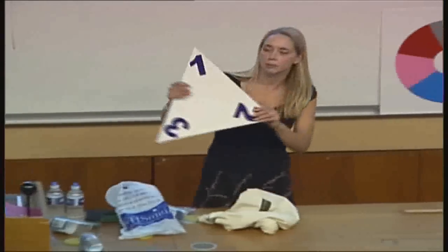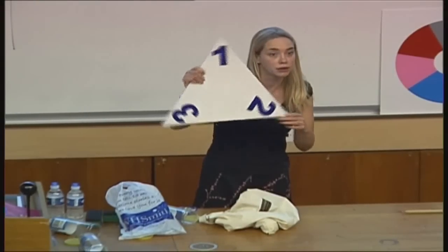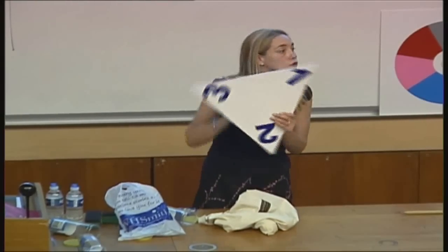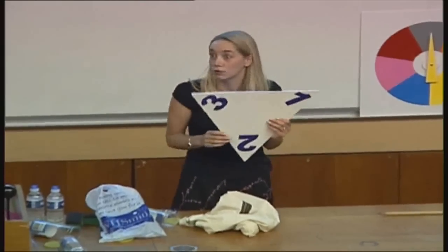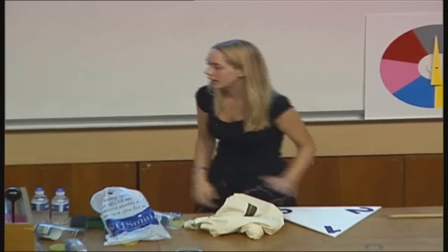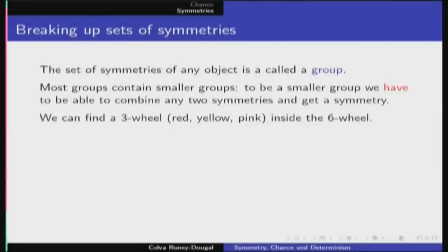Here's another smaller group of symmetries. So we saw the 6 symmetries of this. One of the smaller groups inside it is just all the rotations. If I do a rotation and then do another rotation, the net result is a rotation. Okay, so Galois worked out that these were important. And then he went further than that. So we've seen the 3-wheel. He defined a particularly important kind of smaller group of symmetries.